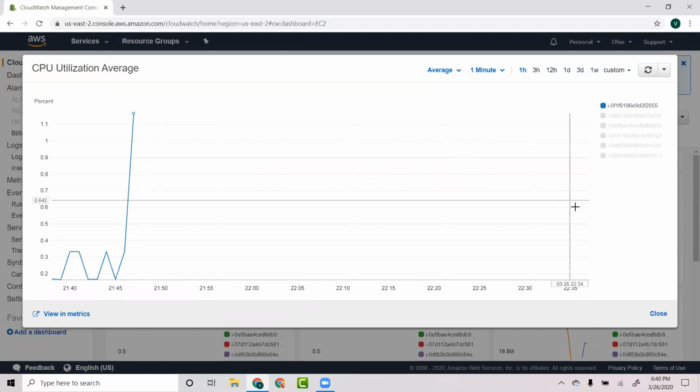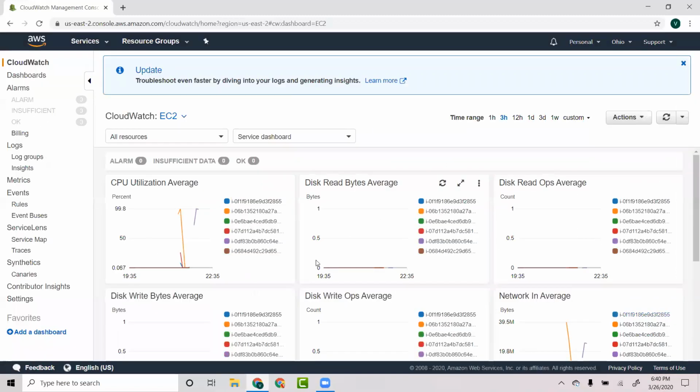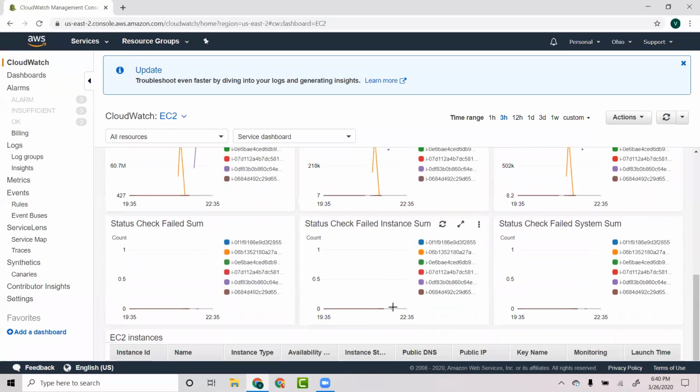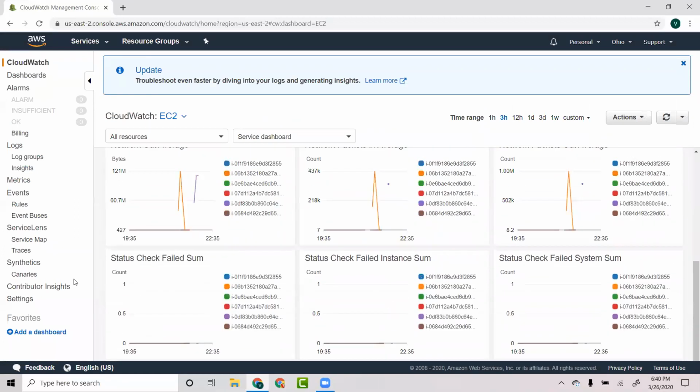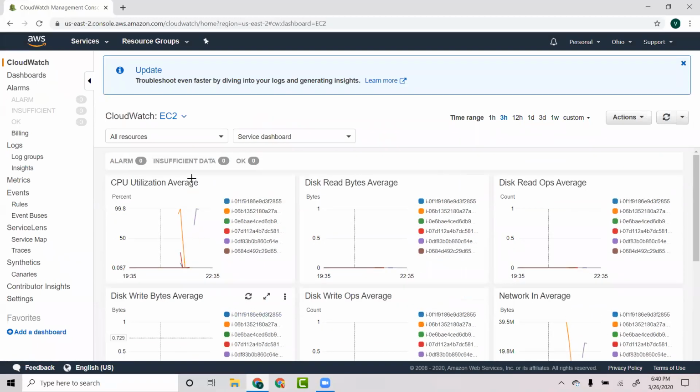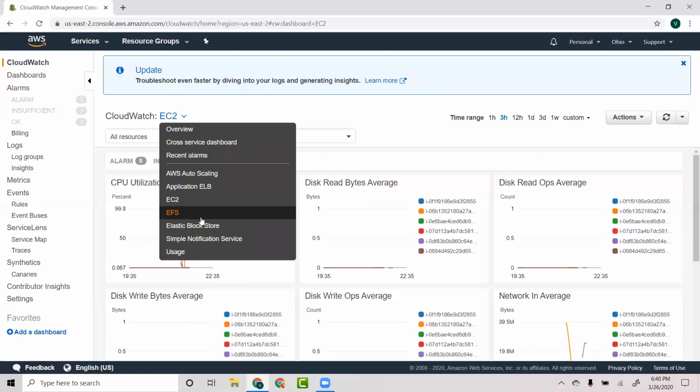So this is a CPU utilization average, but that's not the only metric. You have the disk read bytes average, disk read ops average, network in, network out, etc. So we have all of these metrics. Okay, and this is for EC2. Similarly, you can go to application ELBs and Elastic Block Store. Elastic Block Store is the hard disk that is attached to your EC2 instances. You know that EBS stands for Elastic Block Store. That's a hard disk attached to your EC2 instance, correct?